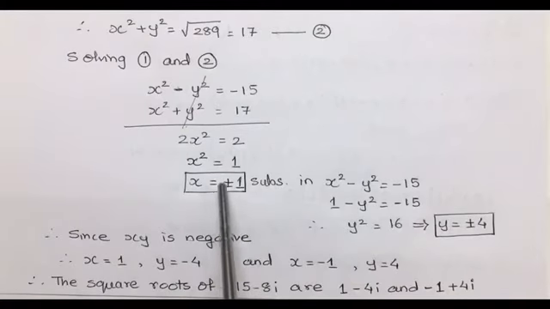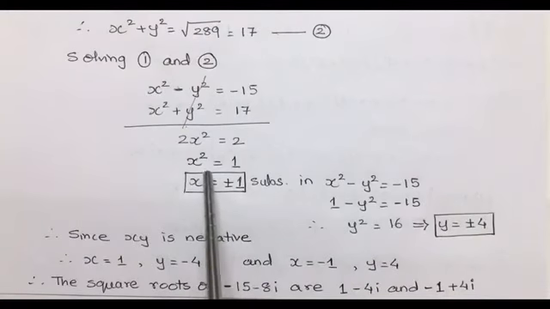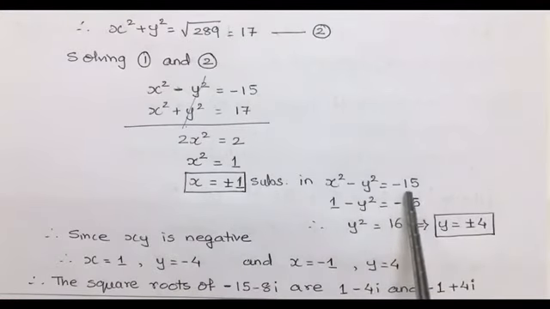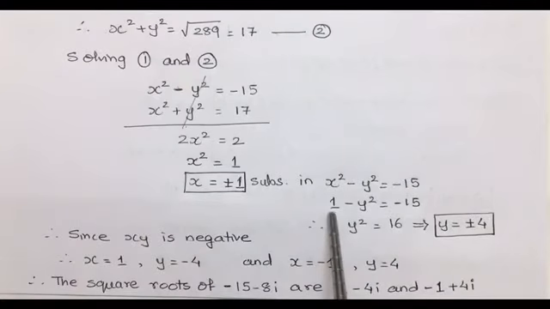Now to get the value of y, x square equal to 1 will be substituted in x square minus y square equal to minus 15. X square value 1 minus y square equal to minus 15. Shifting minus 15 to the LHS, it becomes plus 15. Minus y square taking to the other side makes it y square. So y square equal to 16, and we will get the answer.